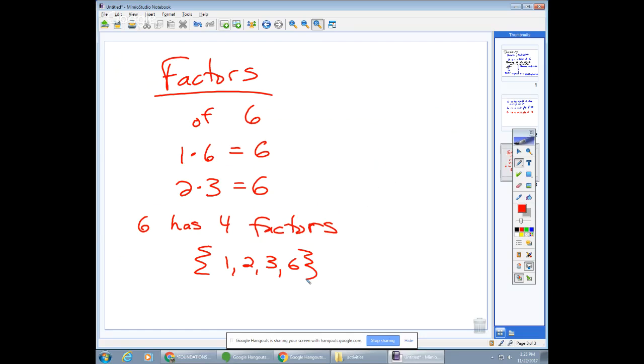Number of factors, you could think about them as the pieces of the number. They're like building blocks. We can build 6 in 2 different ways with multiplication. Sometimes we use the term proper factors. To be proper, you have to be less than the number you're talking about. So the proper factors would be only 1, 2, and 3. So 6 is a factor, but it's not a proper factor.